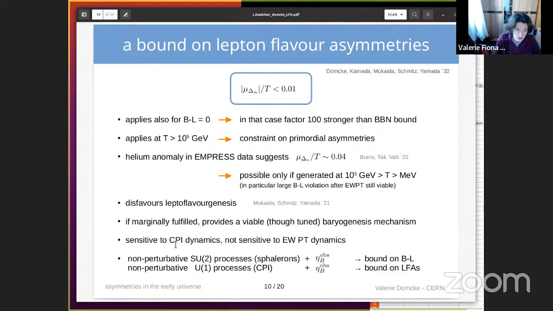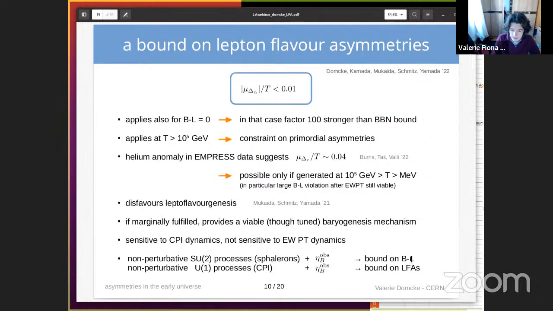This I already mentioned, right? So the result here is very sensitive to the exact dynamics of the chiral plasma instability, but is less sensitive to the dynamics of the electroweak phase transition, because as soon as we trigger the CPI, we are pretty confident that we massively overproduce.